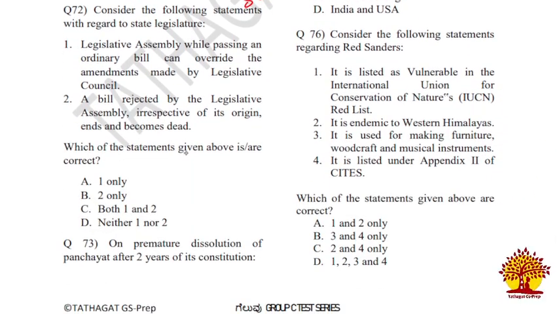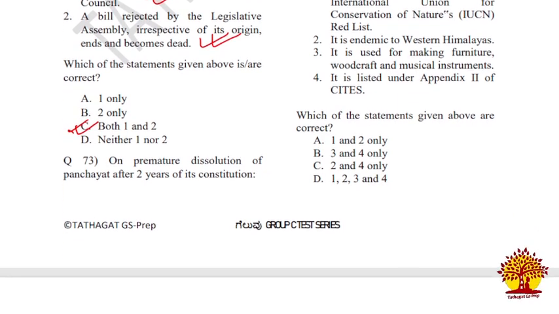Next one, consider the following statement with respect to state legislature. Here legislative assembly while passing an ordinary bill can override an amendment made by the legislative council. Here correct statement is first statement is correct one. Next, second statement, a bill rejected by a legislative assembly irrespective of its origin ends and become a dead. It is also correct. So option C is the right answer. Just mentions about the procedure in the passing of the bill in the state legislature.